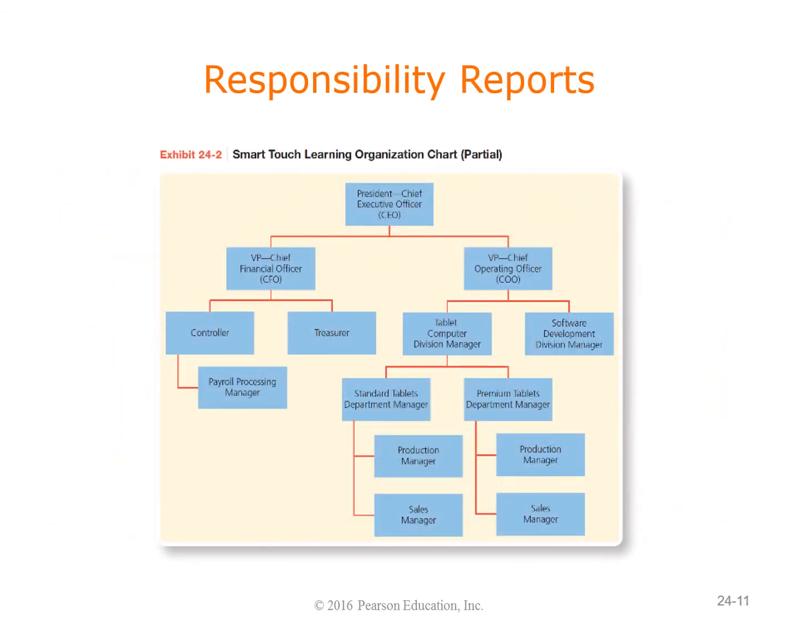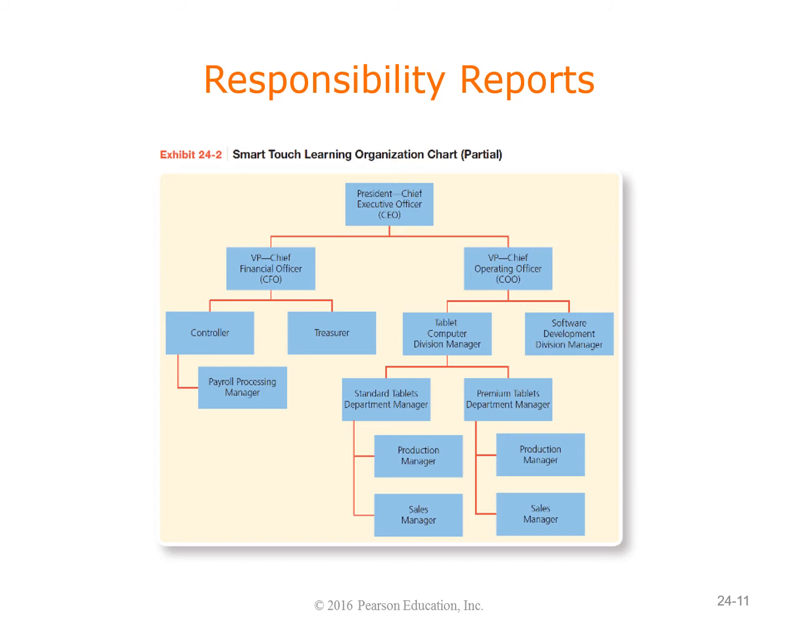Here is an organizational chart actually showing that this is the president or the chief executive officer of the company. We have a vice president, the chief financial officer, which is the CFO. We have the chief operating officer, which is the COO. We also have, under the chief financial officer, the controller and the treasurer. The treasurer is the one that is responsible for the inflow and the outflow of cash. The controller is the one that is keeping records, and he is monitoring the payroll processing manager.